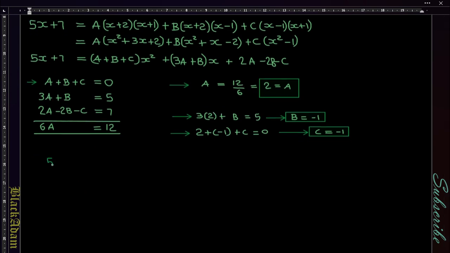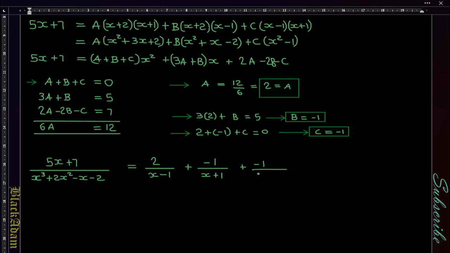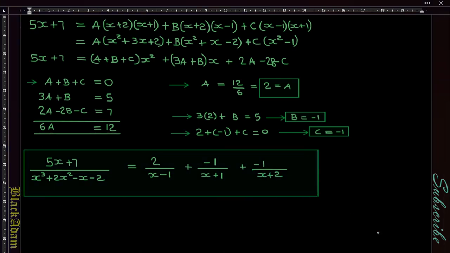We write the fraction as it is. So 5x plus 7 over x cubed plus 2x squared minus x minus 2 is equal to 2 over x minus 1, then negative 1 over x plus 1, and then negative 1 over x plus 2. So that's our final answer.